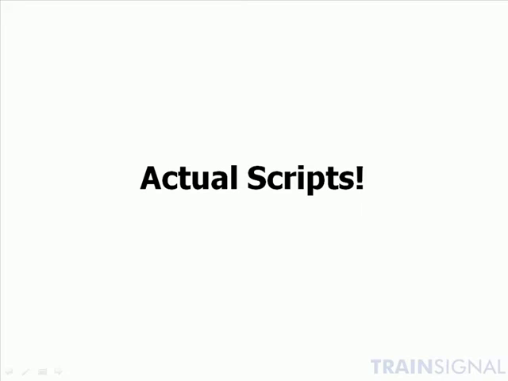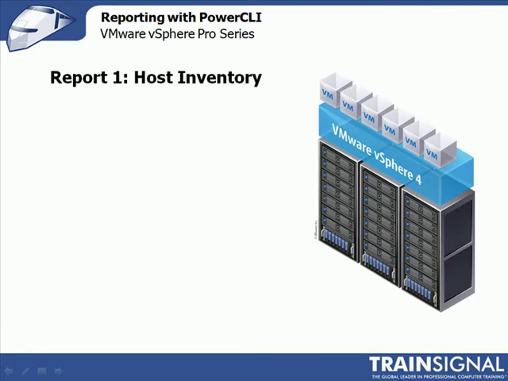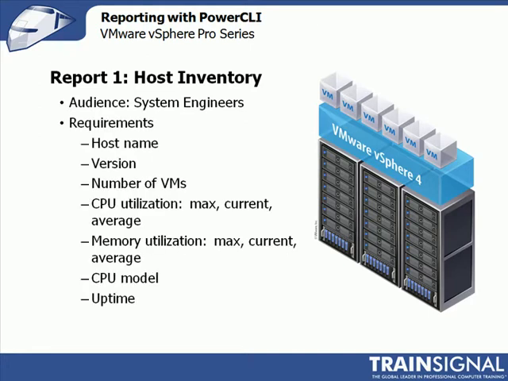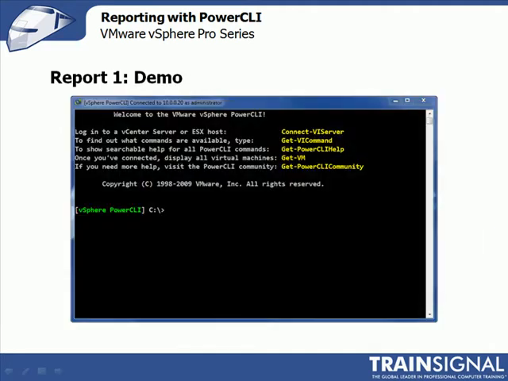Okay, now we're to the portion of this video where we talk about actual scripts. First up, host inventory report. The audience for this one is going to be system engineers, so we're going to need lots of detail, right? The requirements that I'm specifying up front are host name, version, number of virtual machines, some information about your CPU, information about memory, CPU model. This could be important when thinking about vMotion, right? And uptime. Now, some of these things are actually included in PowerCLI when you simply run Get-VMHost.